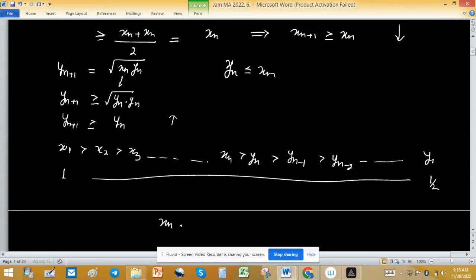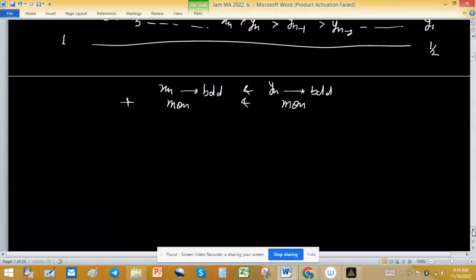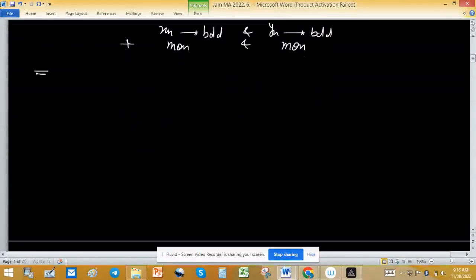It means x_n is bounded as well as y_n is bounded, plus x_n is monotonic and y_n is also monotonic. So x_n and y_n both are convergent. Monotonic plus bounded implies convergent. This implies x_n and y_n both are convergent. Now try to find a relationship between the limits of x_n and y_n.